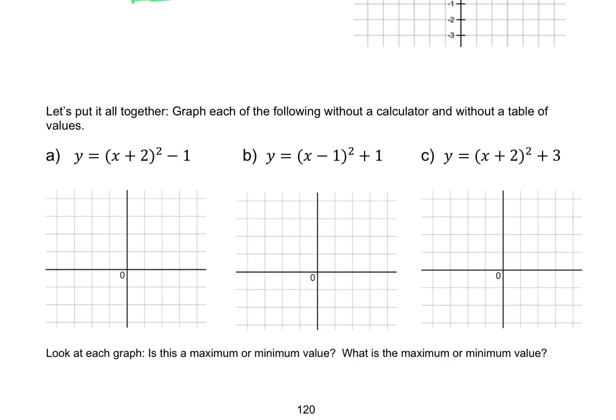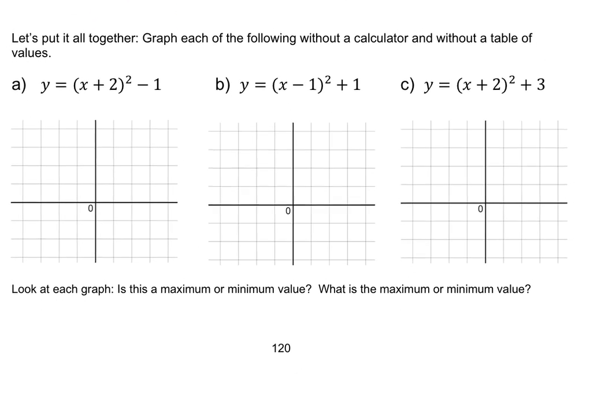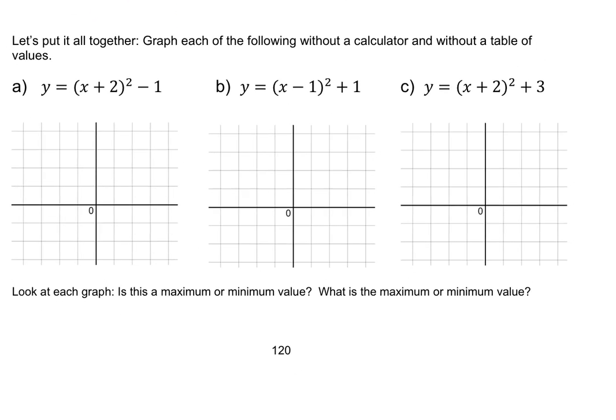Okay, very good. Now let's put it all together. Graph each of the following without a calculator and without a table of values. So we're just going to use our transformations here. So we have this minus 1 at the end. What does this minus 1 tell us to do? Yes, down 1. And then what does this plus 2 tell us to do in parentheses? Yes, left 2.